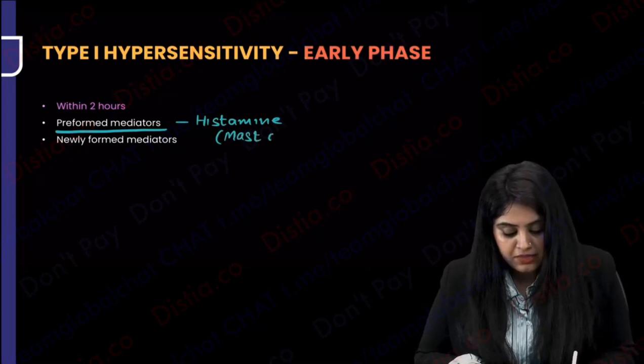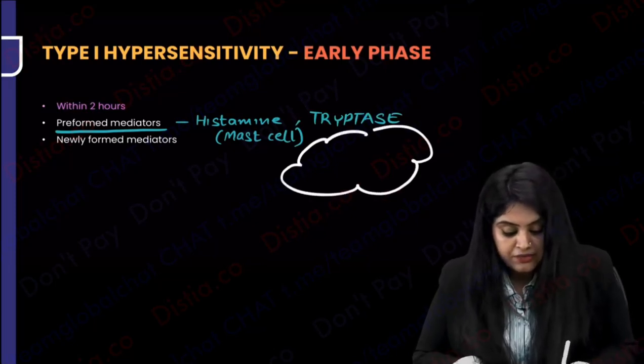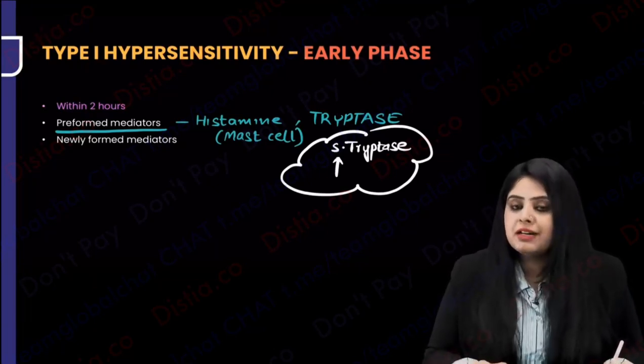You know that there is something else that is also released from the mast cell, and that is known as tryptase. In fact, tryptase also comes from the mast cells. Please remember that there is an increase in serum tryptase that you see in patients of allergy. You can see that in the blood levels also, because tryptase also comes from the mast cells.